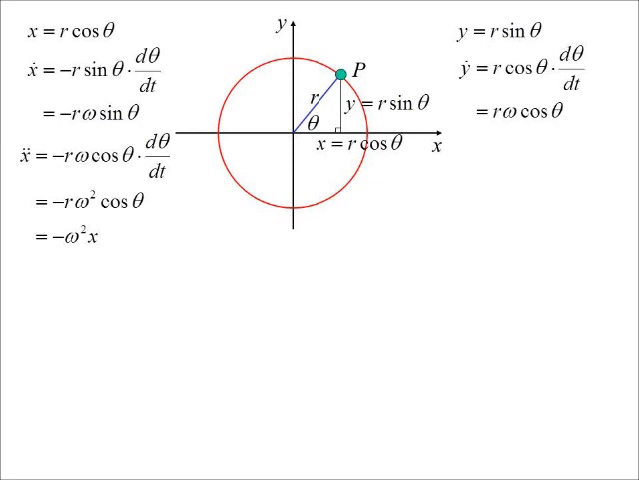We get cos theta, but it was minus sine theta. Again, times d theta by dt, I've got to do it implicitly, which now means I have minus r omega squared cos theta. Simple harmonic motion, if you look at it. Circular motion is just simple harmonic motion, but in two directions at once. It's moving in simple harmonic motion horizontally and simple harmonic motion vertically.